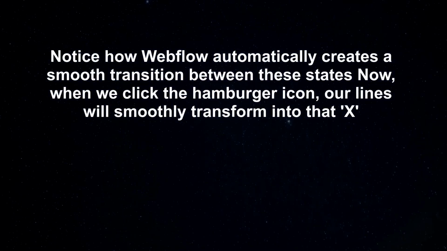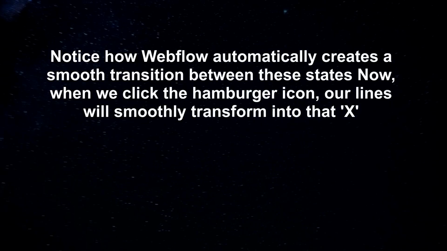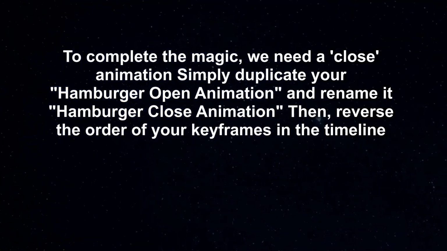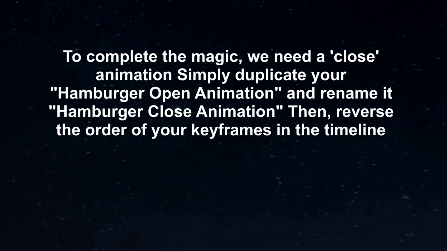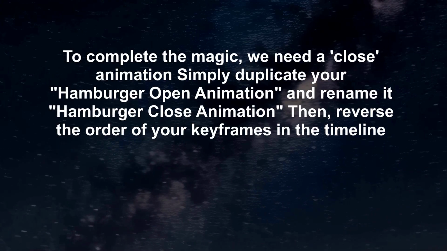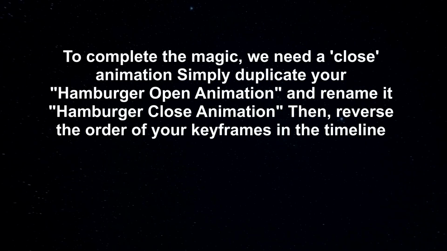When we click the hamburger icon, our lines will smoothly transform into that X. To complete the magic, we need a close animation. Simply duplicate your hamburger open animation and rename it hamburger close animation. Then reverse the order of your keyframes in the timeline.